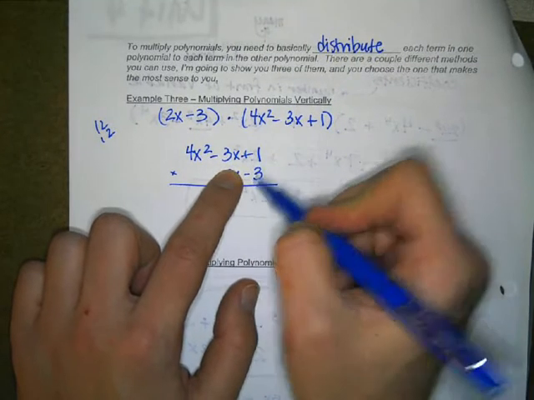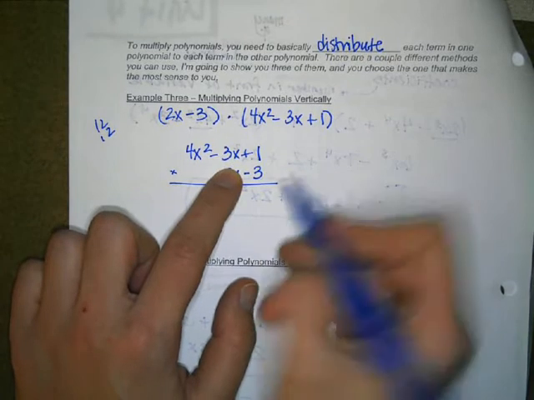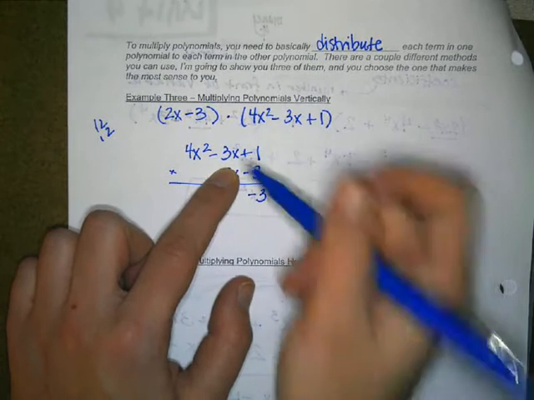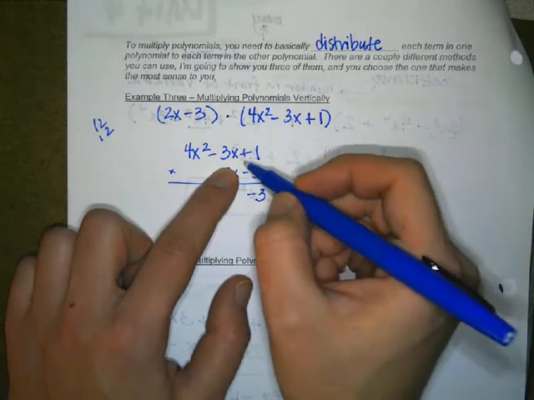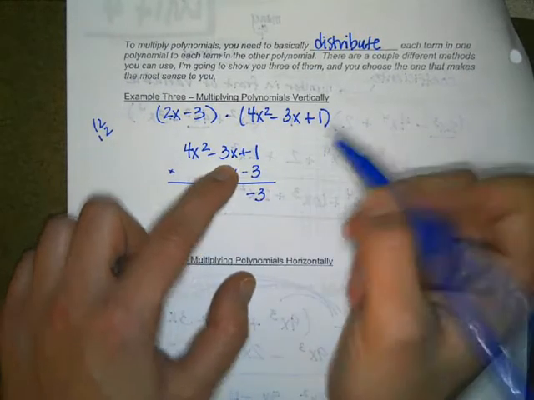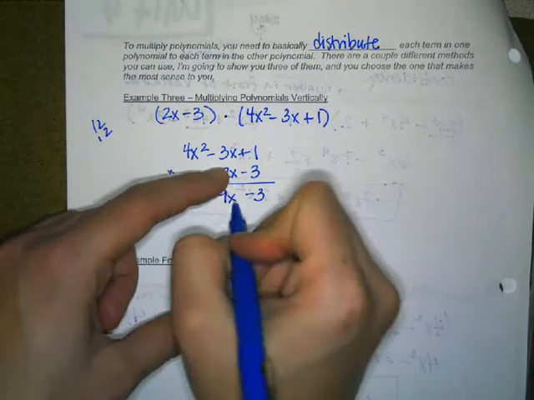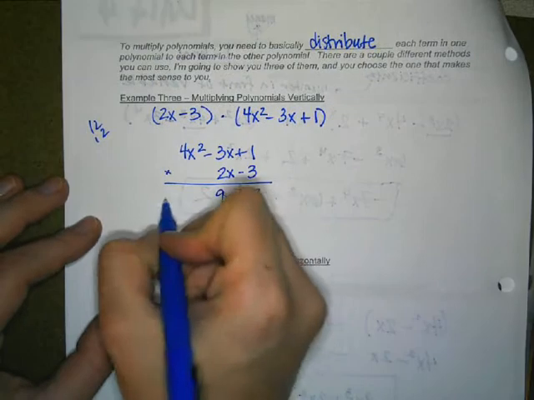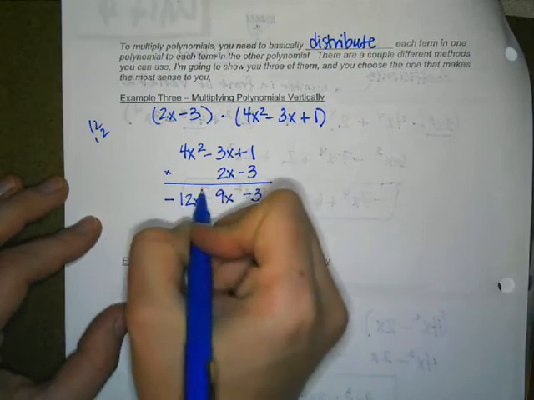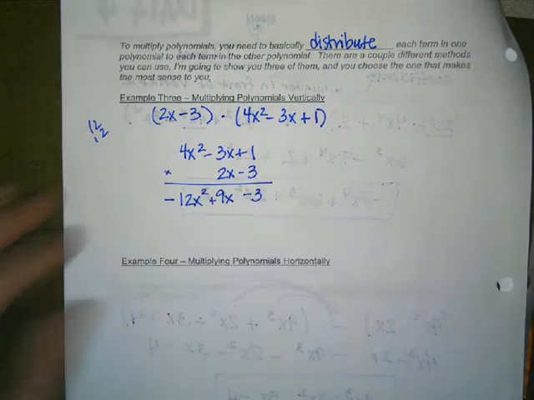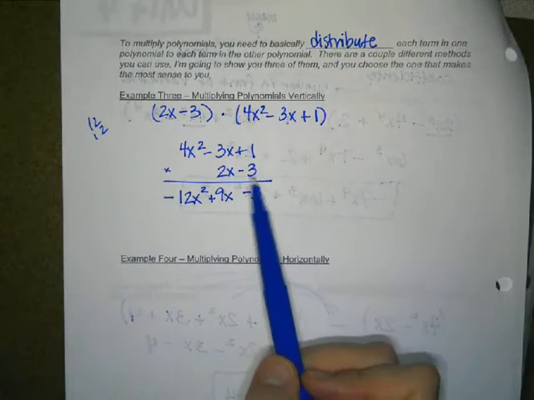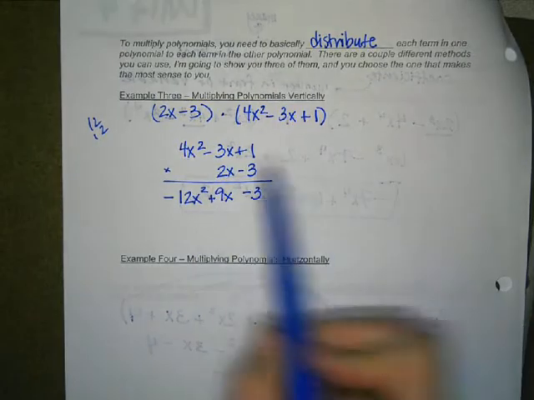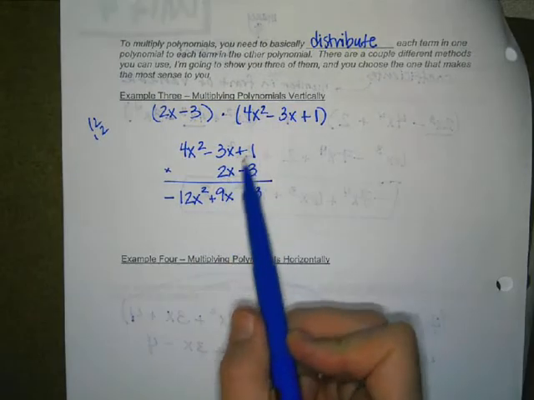So negative 3 times 1 gives me negative 3, and more than one person can type up here. Negative 3 times negative 3x, everyone, is 9x, so that would be listed there. Then negative 3 times 4x squared, everybody, is negative 12x squared. Okay, so we have distributed negative 3 to every term in that first polynomial. Now we have to go through and distribute 2x to every term above it.